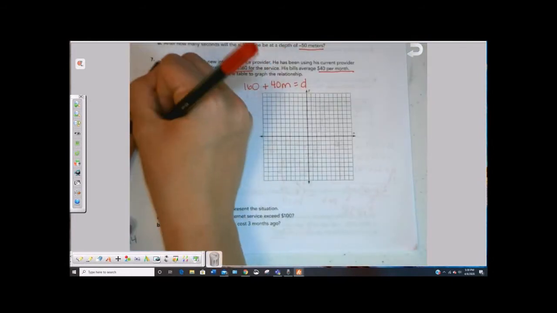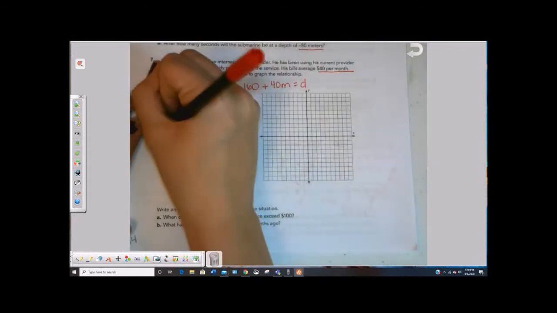Okay, number 7. Raul is considering a new internet service provider. He has been using his current provider for 4 months and has already paid $160. His bill averages $40 per month. So he's already at $160 and he's adding on $40 per month, and that's going to equal the total amount.